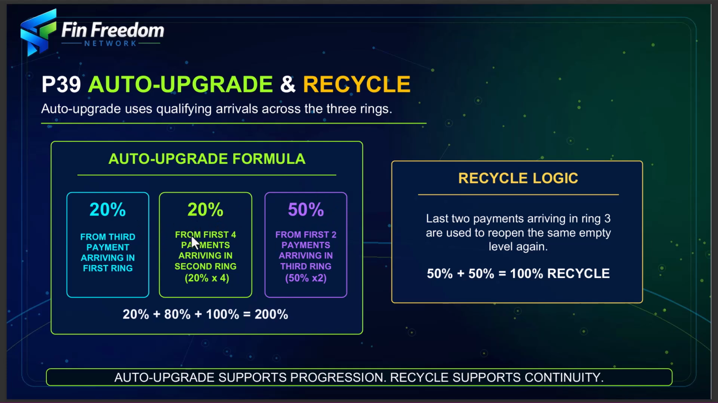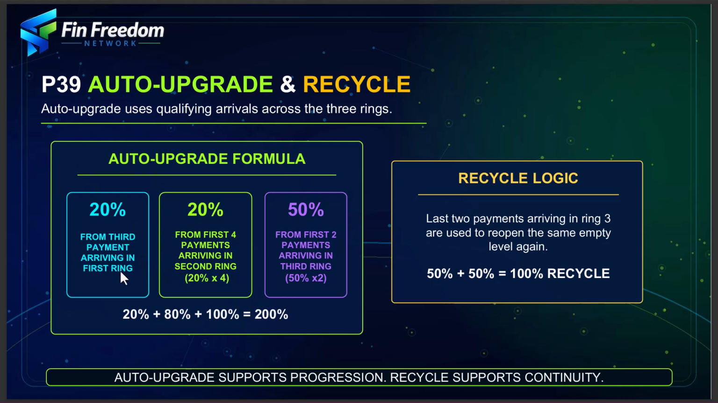Then once that is complete, when you add 20% plus 80% plus 100%, you have 200%, and you automatically upgrade to the next level. For instance, level 4. If this is level 3, it will upgrade you to level 4 automatically. Alright, so that means you can earn from other positioning in the orbit. Of course, there are 39 positions. 3, 9, 27. Alright? So you earn from other positioning.